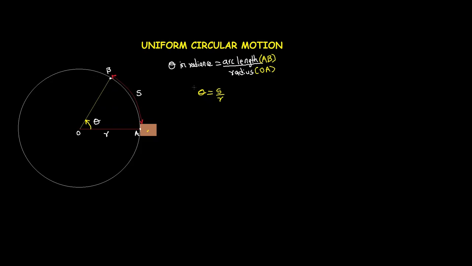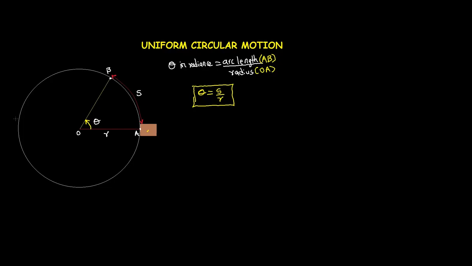So this is the first equation that you need to take note of, whereby the angular displacement is equal to S divided by R. Now, what do you think will be the result if your radius is equal to your arc length? In this situation, your answer will be 1. So if you're asked to define a radian, then you're supposed to say that a radian is an angle subtended at the center of a circle by an arc length equal to the radius of the circle.